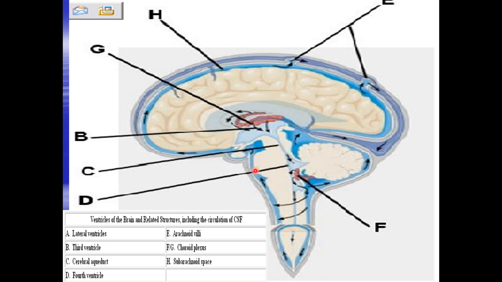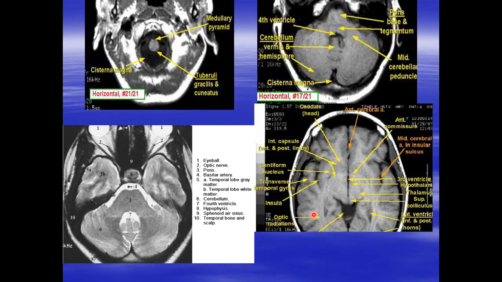Okay, the pontine cistern here, and superiorly we have the interpeduncular cistern and the suprasellar cistern. You have the callosal or pericallosal cistern somewhere around here. Okay, so these are the major cisterns in this diagram.